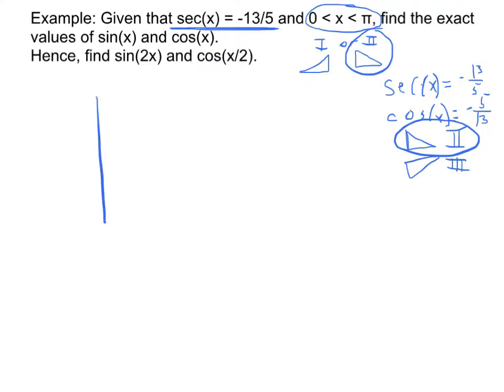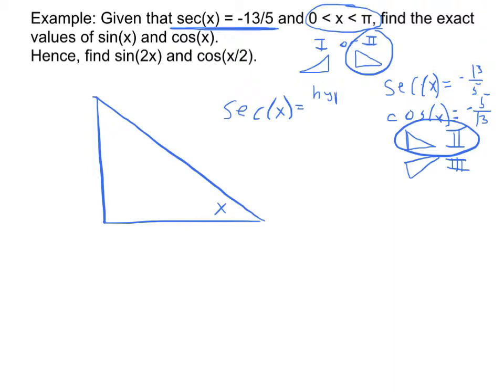So my setup here is, here's my second quadrant triangle. I'm not even going to try and draw it to scale. This is my angle x. Now, secant of x is 1 over cosine, which basically means that it is the hypotenuse over the adjacent, right? Which means I know that my hypotenuse is 13 and my adjacent side is 5. So this is 13, this is 5.